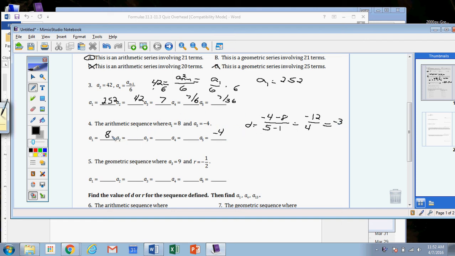Well, if we know our d is negative 3, we just go 8 minus 3 is 5. 5 minus 3 is 2. 2 minus 3 is negative 1. And then negative 1 minus 3 gives you your negative 4. All right?